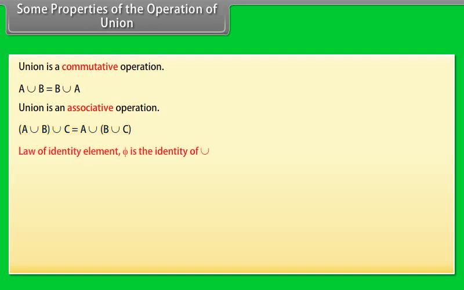Law of identity element. Phi is the identity of union. A union phi is equal to A. Idempotent law: A union A is equal to A. Law of U: U union A is equal to U.